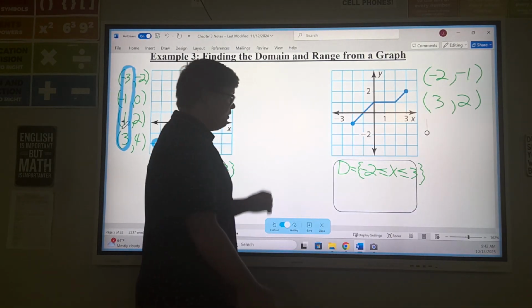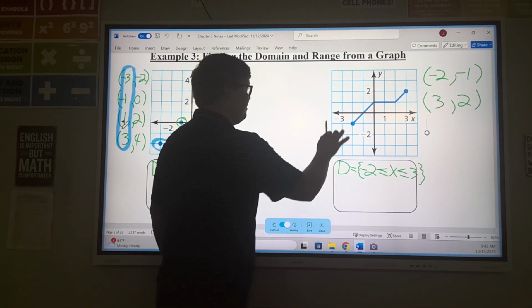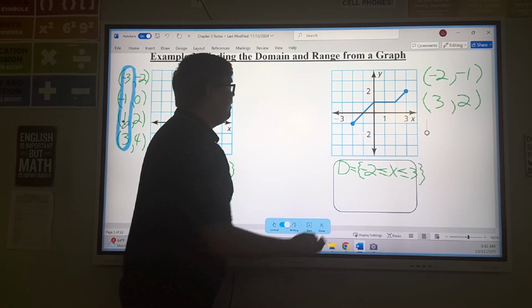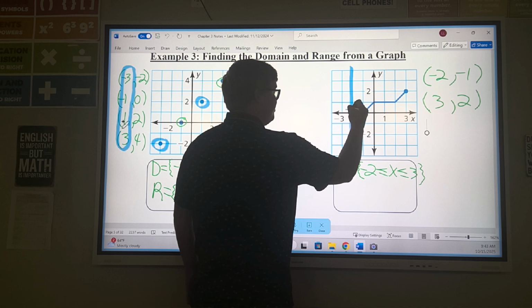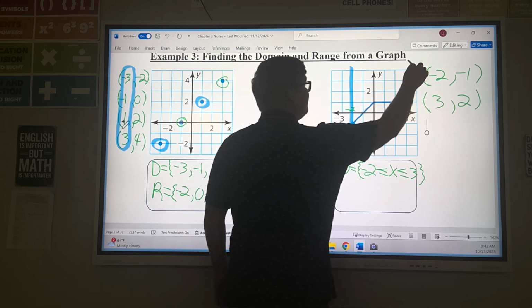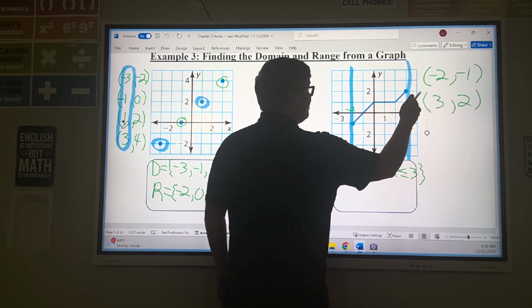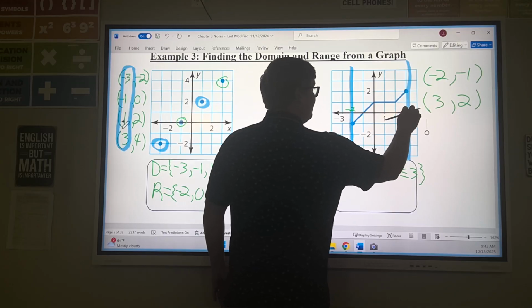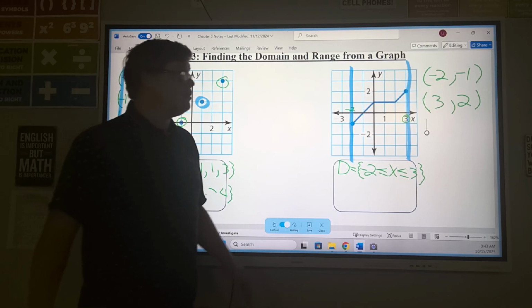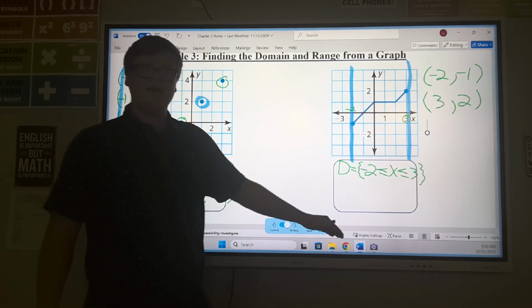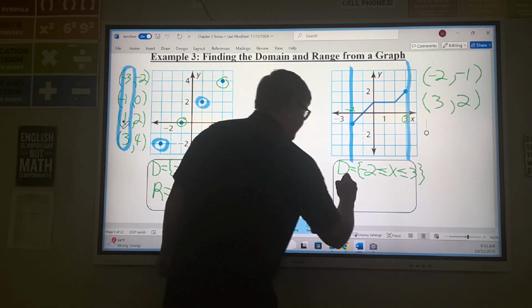That is our domain. So if you look at our x-axis, the one that goes horizontally, we see that from -2 all the way to 3 is our domain. Our domain runs from left to right, right? That means our range runs from top to bottom. So our range, let's look at it.